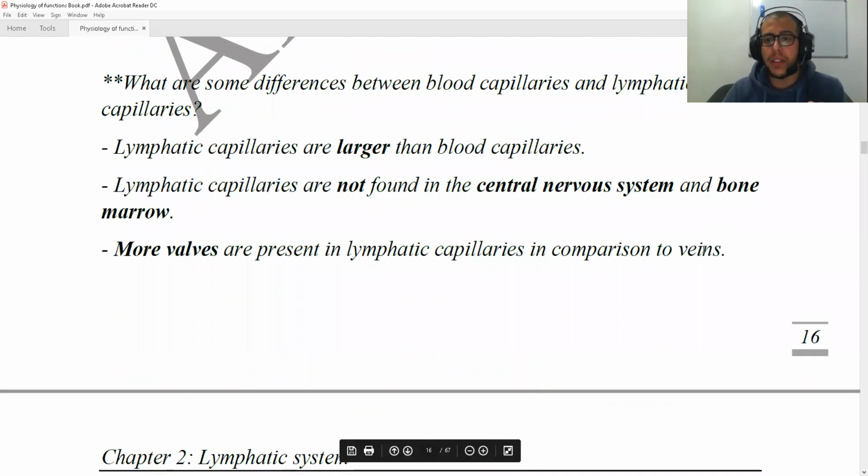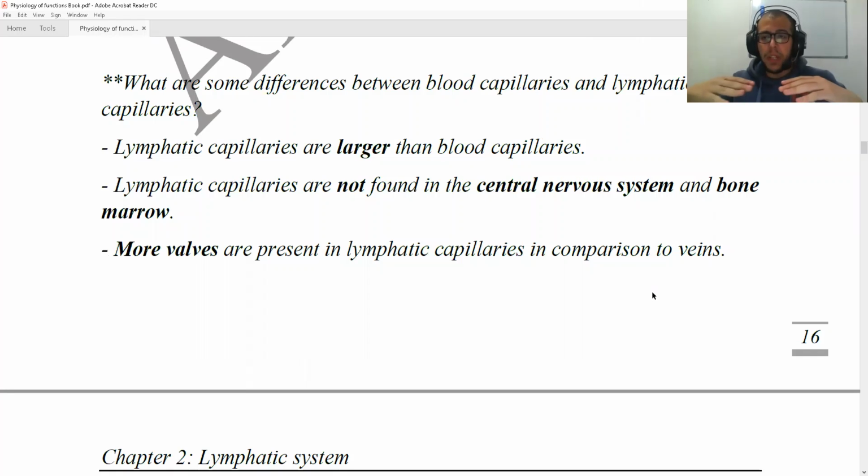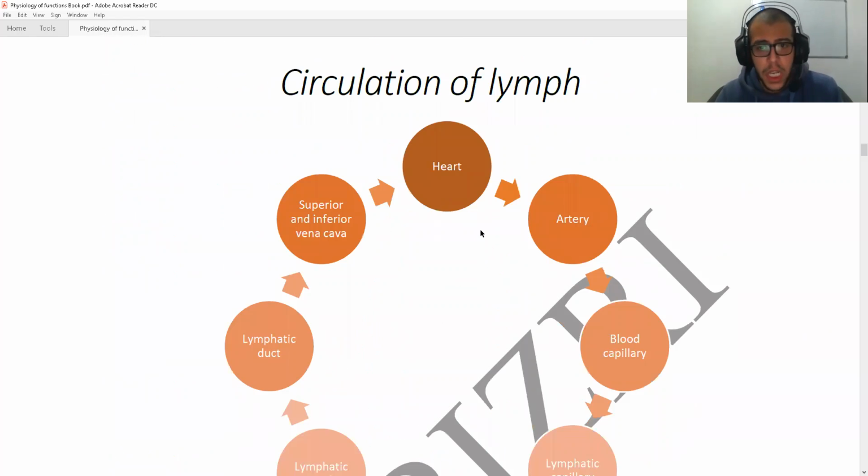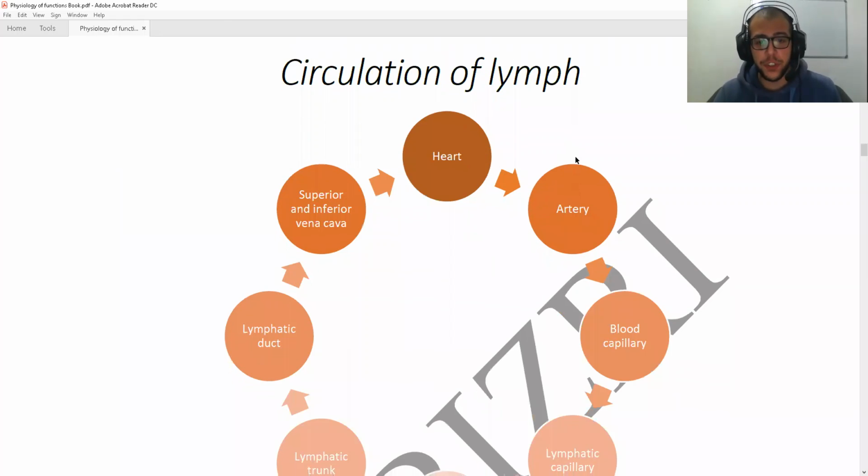So here we're talking about the veins, that's the venules. Essentially, as soon as we've got the network of blood vessels, we're going to be having the capillaries, venules, and then veins. We're talking about the venules in terms of size. So this is the circulation of lymph in short.